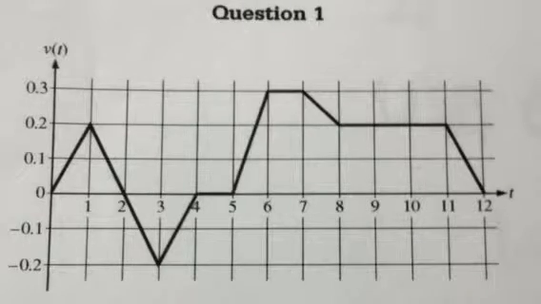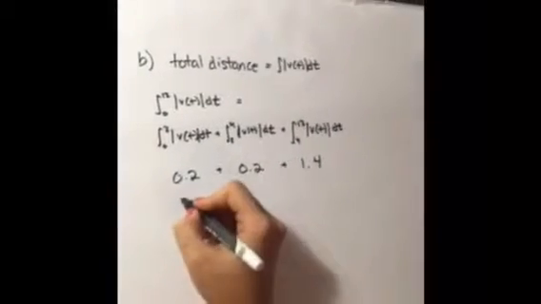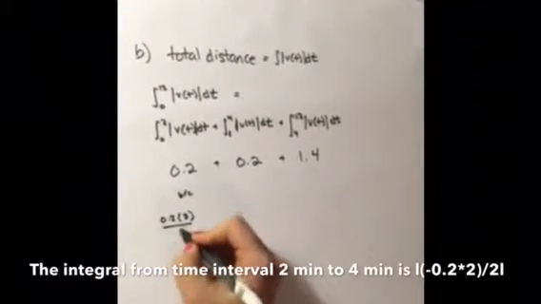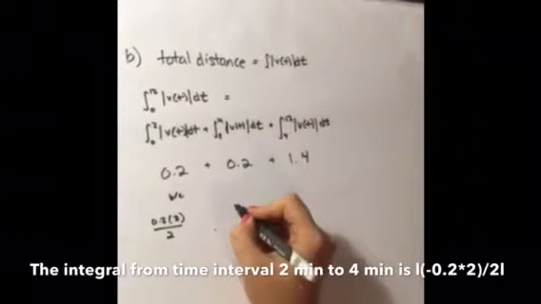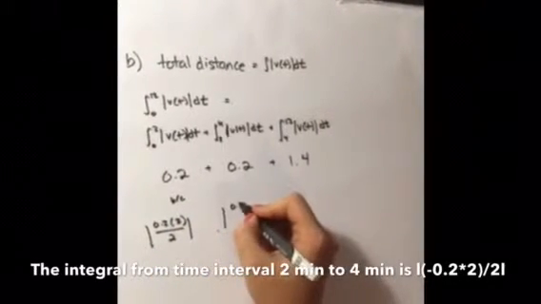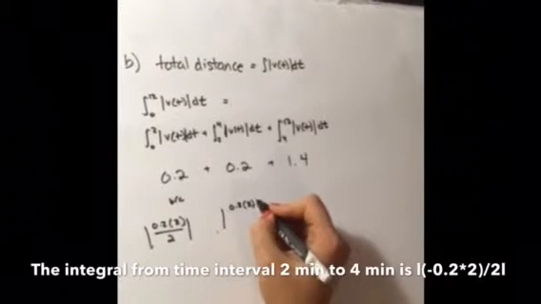From 5 to 6, I found the area of a triangle. From 6 to 7, I found the area of a rectangle. From 7 to 8, I found the area of a rectangle and a triangle. And then from 8 to 11, I found the area of a rectangle. And lastly, from 11 to 12, I found the area of a triangle.